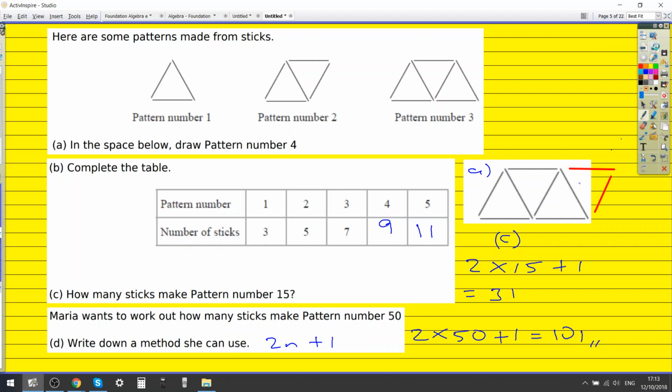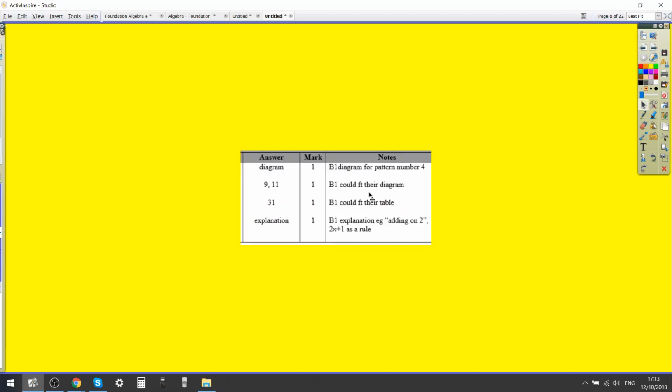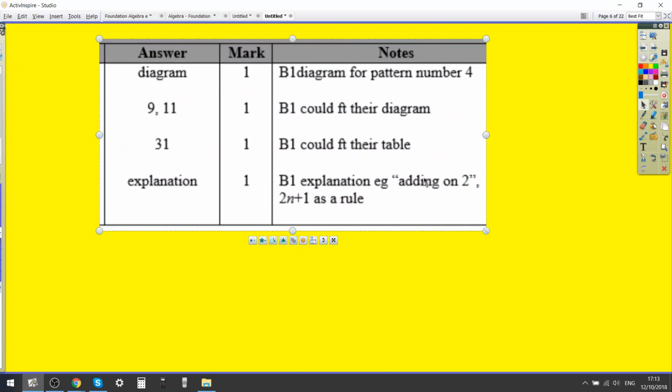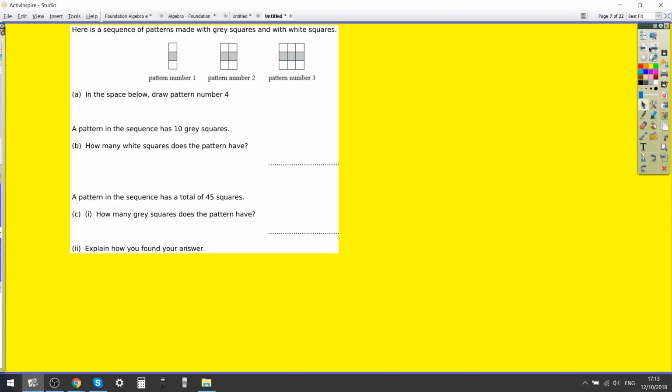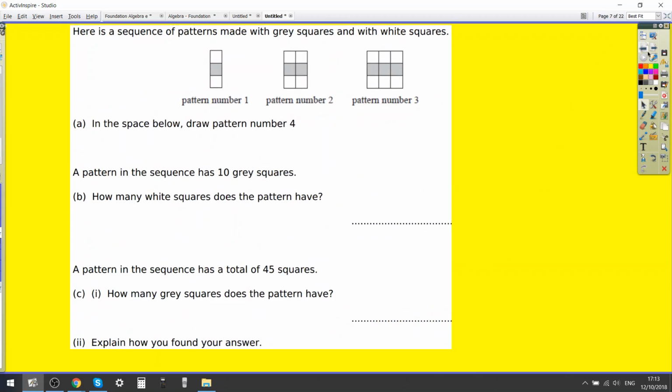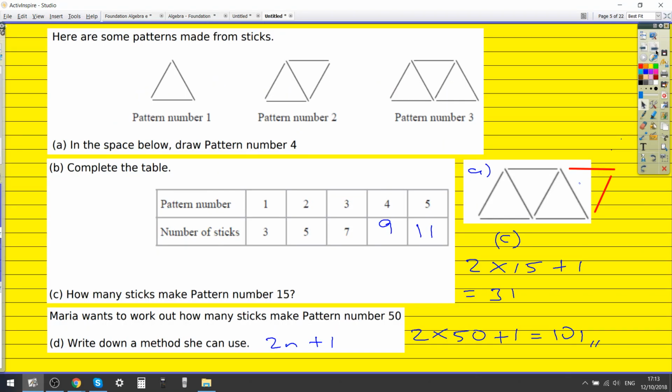Yeah. Any questions there? No. Just want to see. So these were each 1 mark. So adding on 2 or 2n plus 1. Okay. And I imagine if you put down 101, then, oh no, maybe you wouldn't get the mark. But if you wrote down 2 times 50 plus 1, then you definitely get the mark.